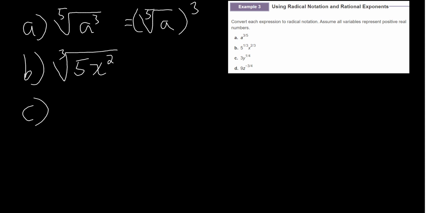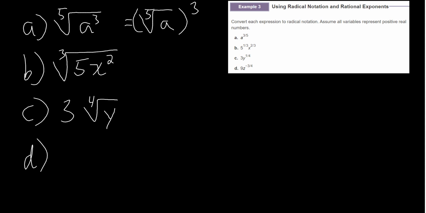And C. All right, C and D are a little tricky, okay? Because the exponent is only on the variable. So we're going to write 3 times y raised to the 1/4. So if I have a 1/4, that means it's going to be the 4th root of y. And again, that's because the rational exponent is only attached to the y.